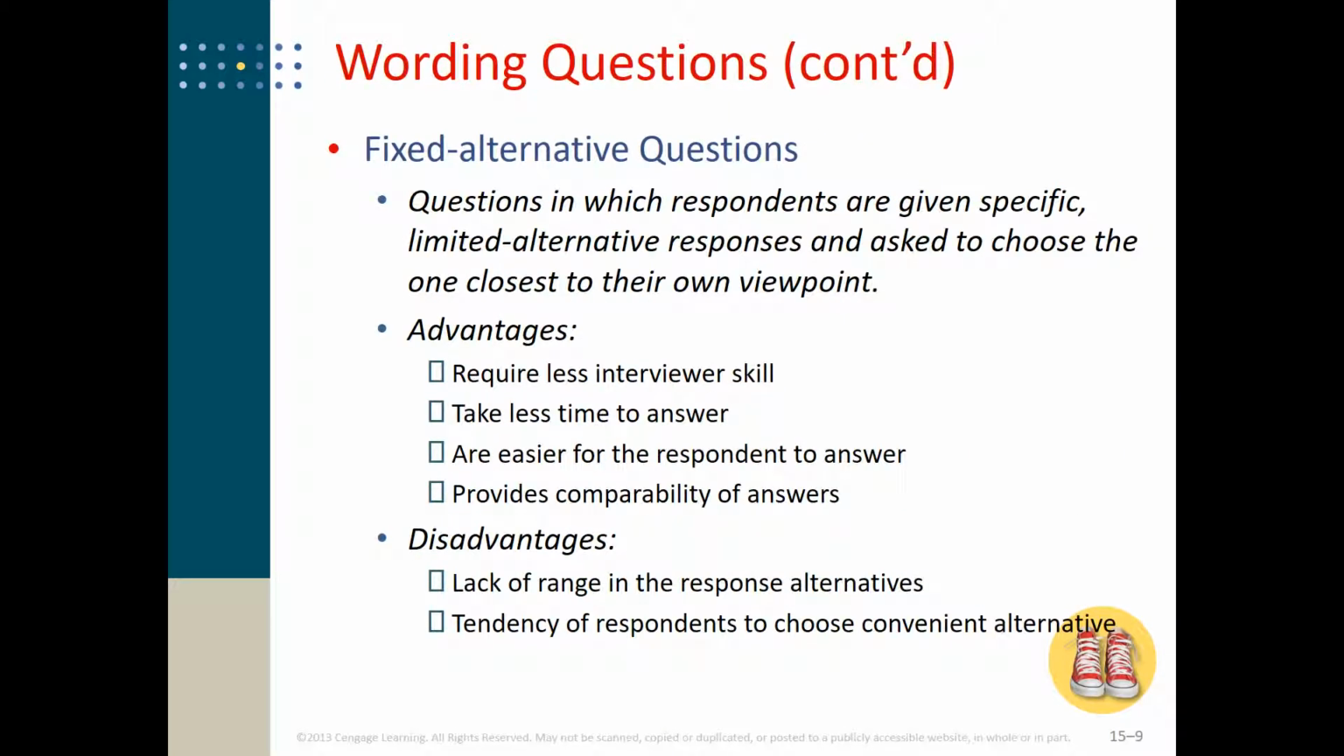Fixed alternative questions, on the other hand, provide some alternative answers. So they require less interviewer skill. It is easier for the respondents to answer, and it's also less time consuming. Also, answers can be compared. However, answers might not be comparable in the case of open-ended questions because different respondents may provide completely different answers. Fixed alternative questions also have some disadvantages. For example, you are restricting your respondents, so they cannot answer anything they want. And also, sometimes respondents may like to choose the most convenient answers.